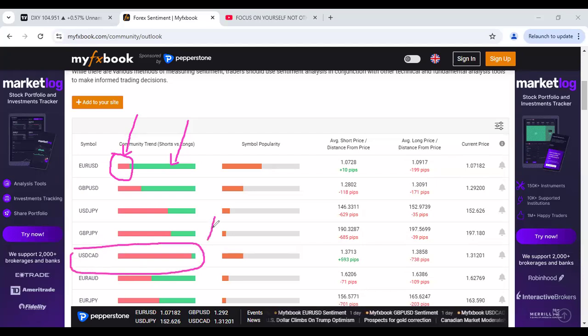Okay, but in the case of USD CAD, you can see we have small green. The USD is stronger than the CAD. The institutions are buying USD CAD while the retail are selling. So in this case, you should look for buy until this percentage changes, where you have small red and big green. So once you have big green this way, we have big green. So there you know that USD is already weak. At that point, you should look out to sell USD CAD.